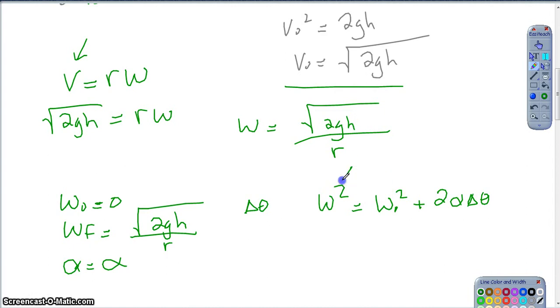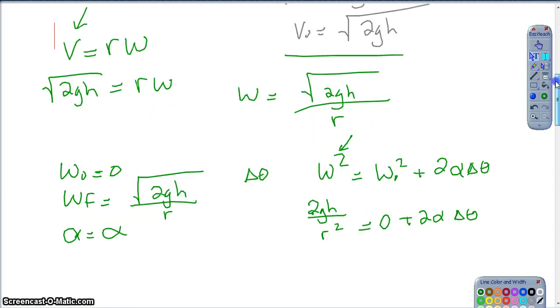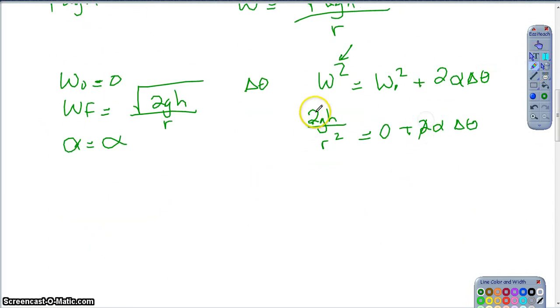Again, I've got the final velocity, this measurement square root of 2gh over r. I've got the initial velocity of 0, and I've got my alpha that I can all work with, and I'm solving for theta. So the final here, when I square it, would be 2gh over r squared. My initial would be 0 plus 2 alpha theta. When I solve for theta, I can cancel the 2 out of both sides of the equation, divide by alpha, and theta is going to equal gh over r squared alpha. As much of a mess as that may look like, if I then gave you the measurements for gravity, for height, for alpha, and the radius of the wheel, you could find theta.